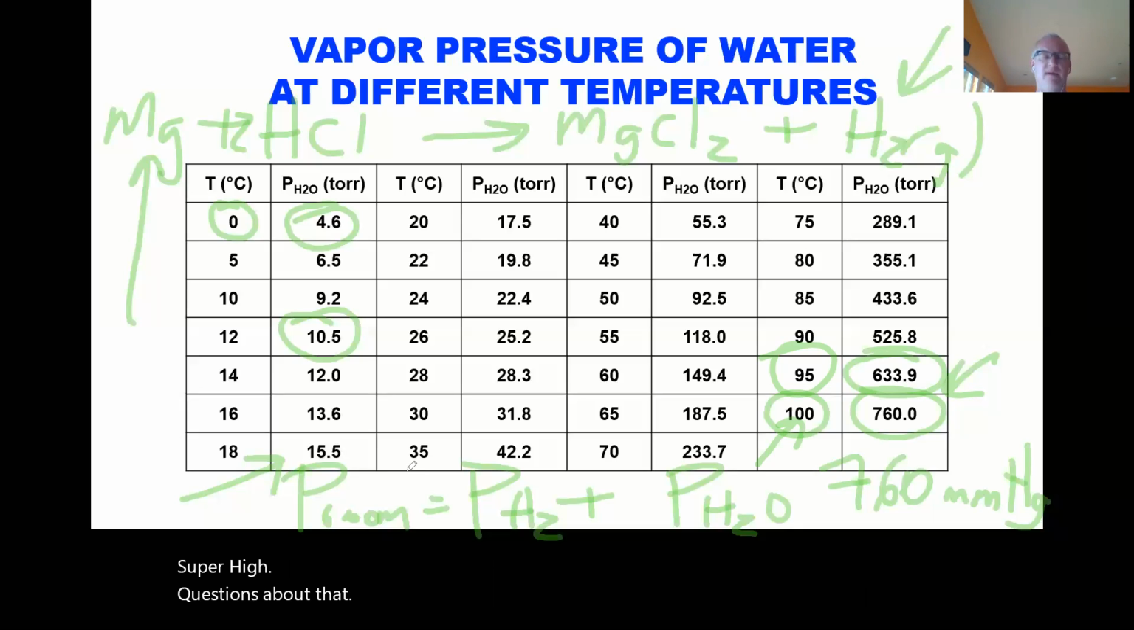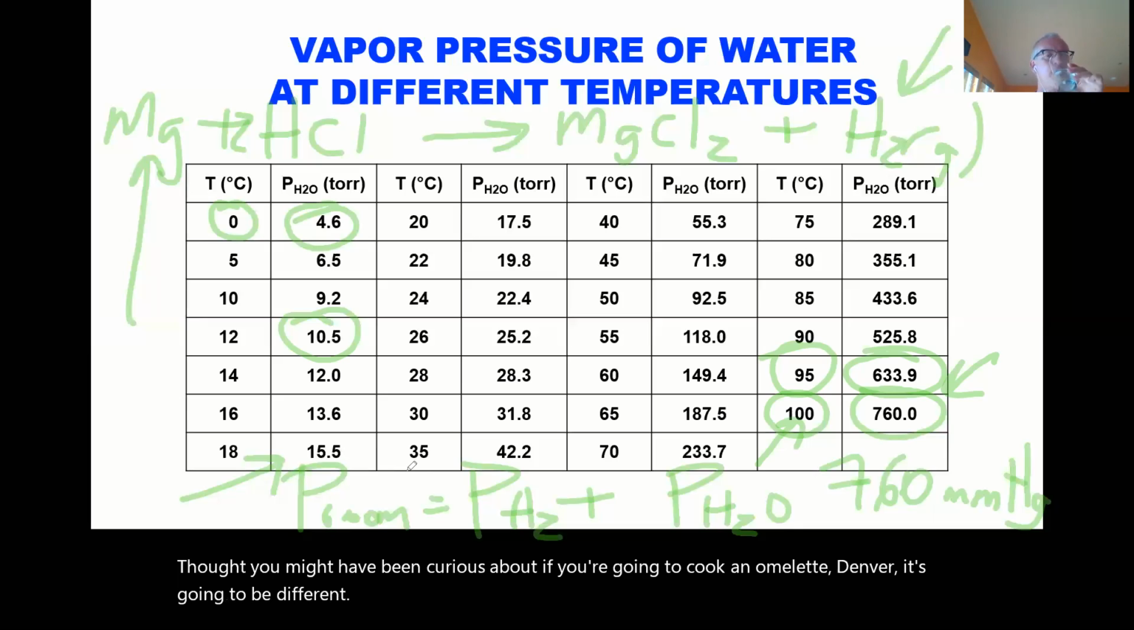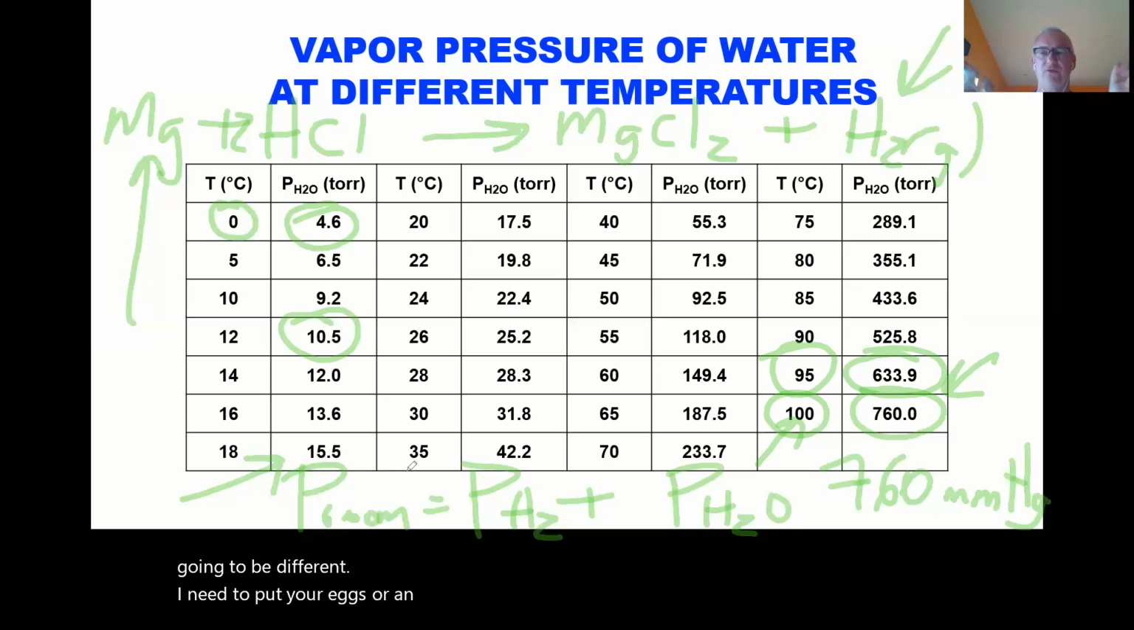Thought you might have been curious about it. If you're going to cook an omelet in Denver, it's going to be different. You need to poach your eggs for an extra 30 seconds in Denver. It just ruins your whole life.